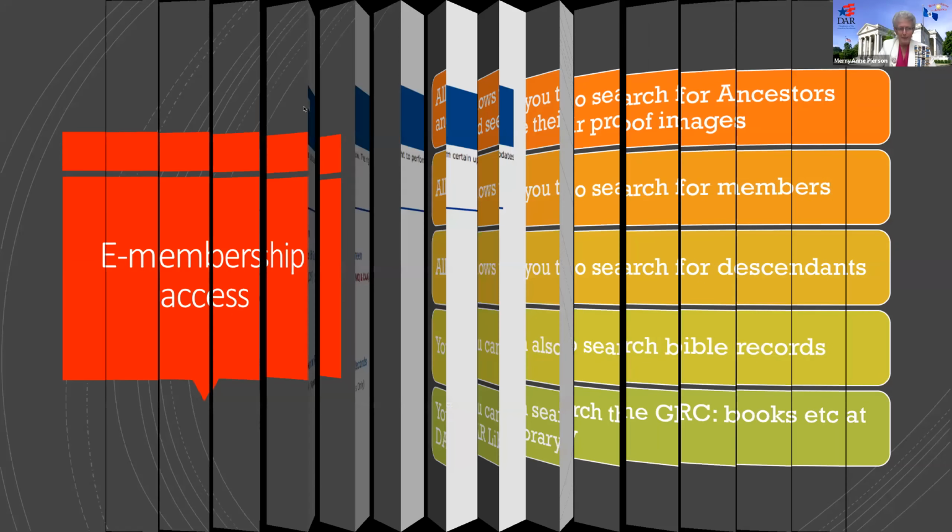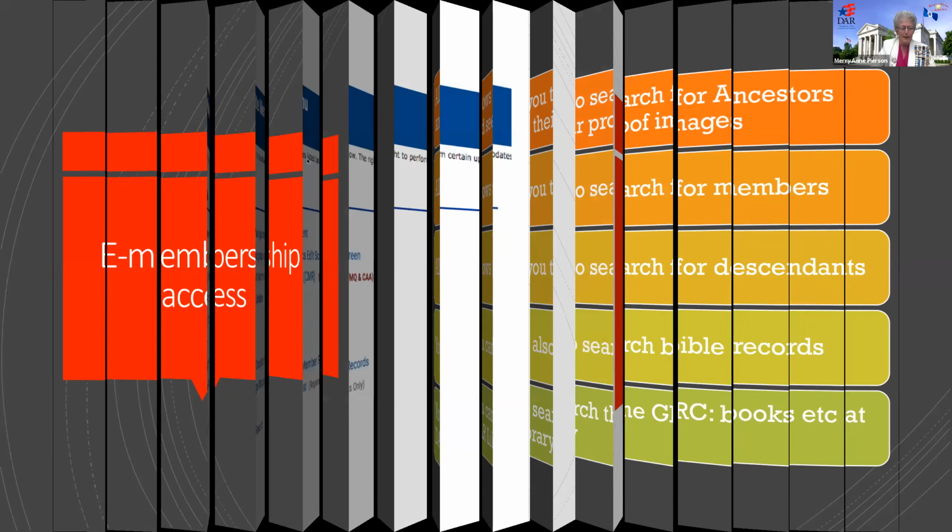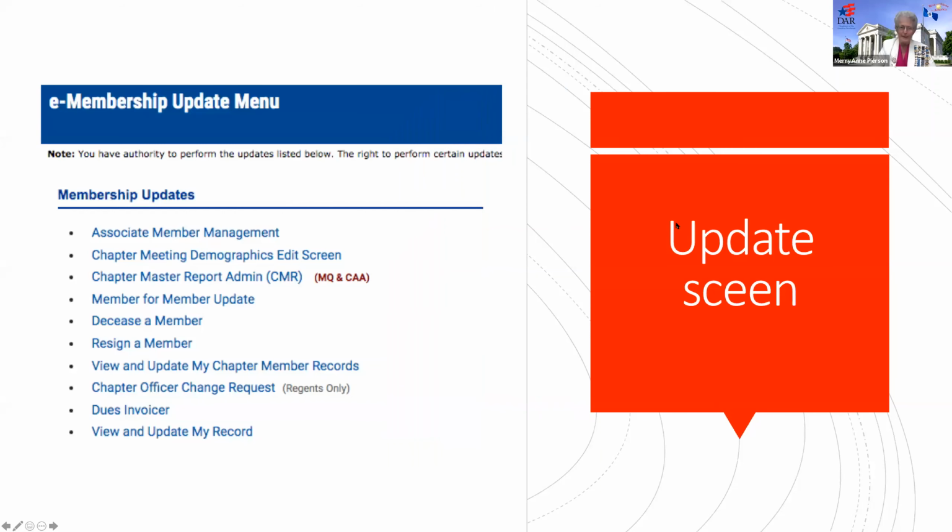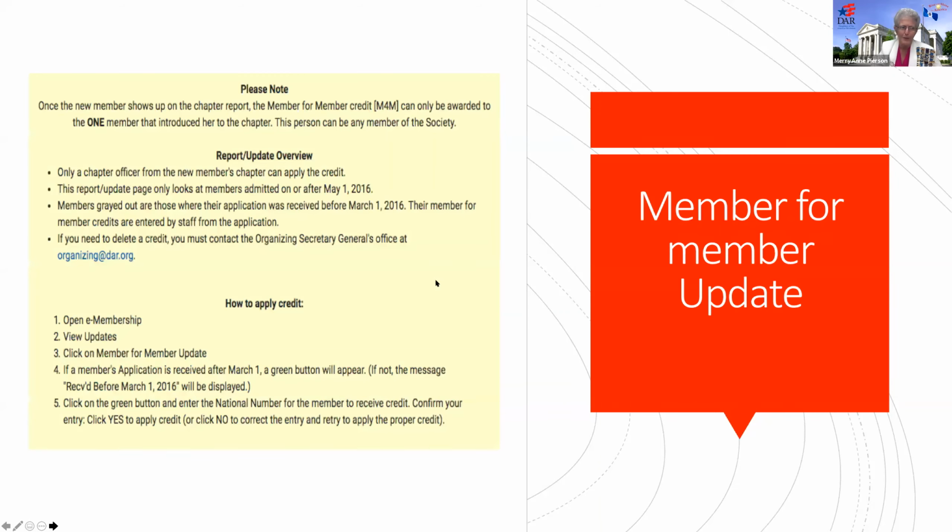And then there's this e-membership update screen. When you click on the e-membership and you're in there, you'll see a button at the top that says update. And that allows you to manage your associate members, some demographics. Your chapter report will show up there for the year-end master questionnaire. You can do member updates. And if you've got new members who just came in, for instance, yesterday, you need to go in there and give the person member credit who brought that person to your chapter. So you can do all of these things: decease a member, resign a member, and update things. Only the regent of the chapter can update the officers, though.